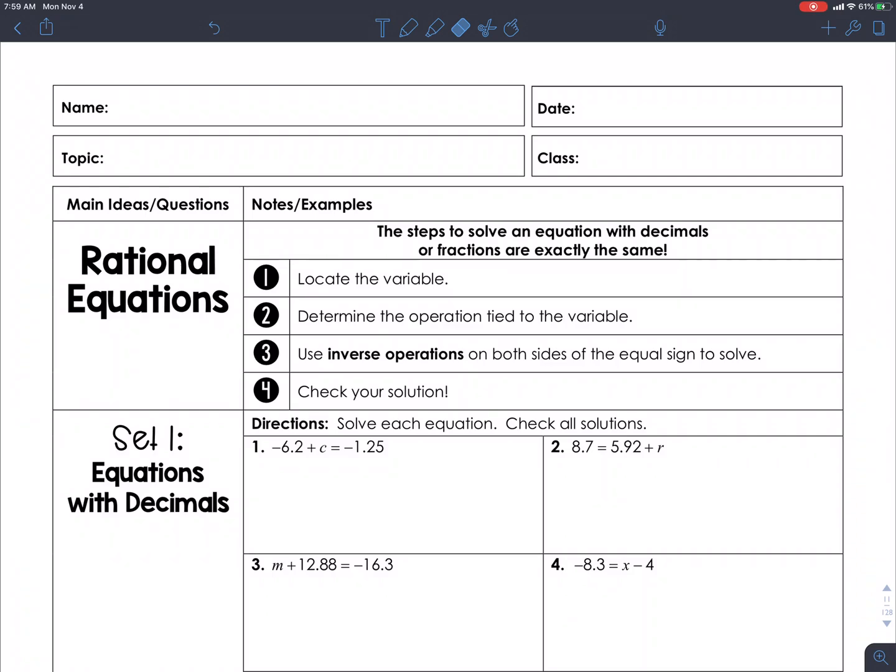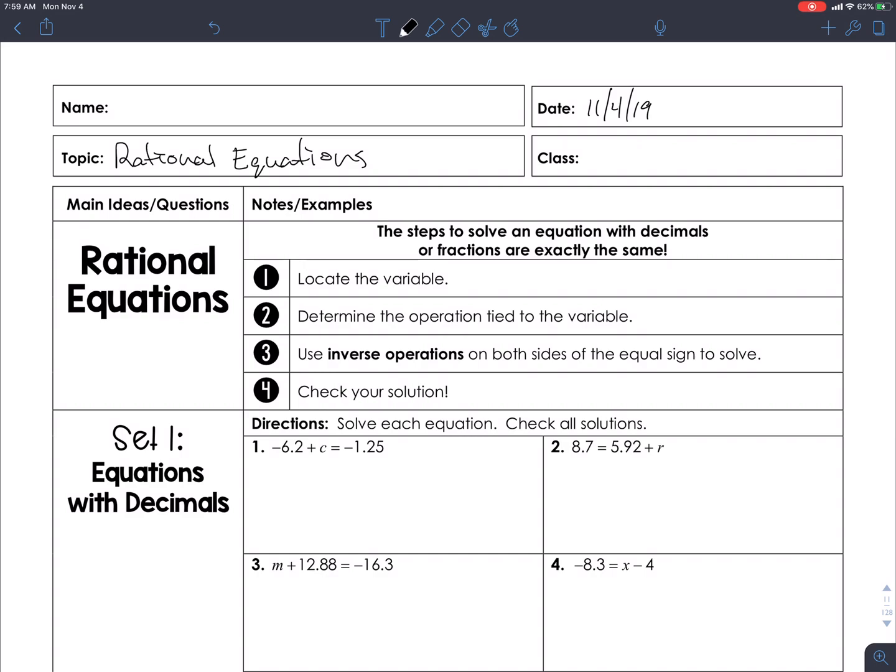Okay, today we are doing rational equations. Today's date, 11/4/19. Rational equations are the same thing as what we've been doing.